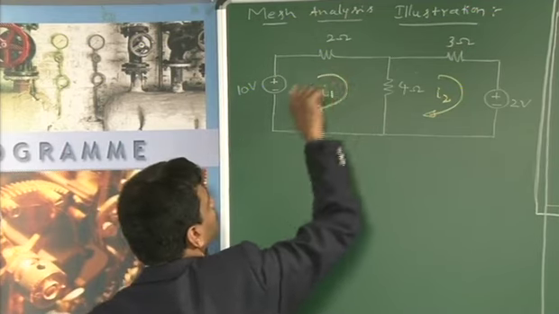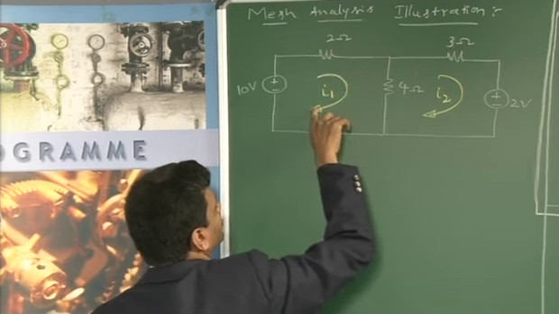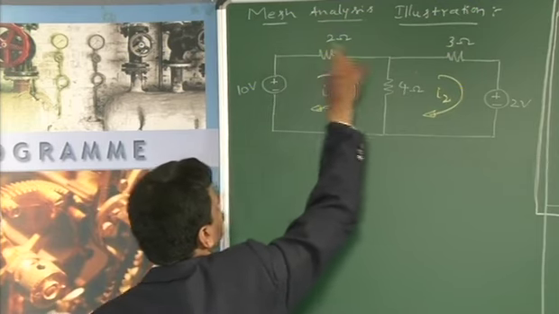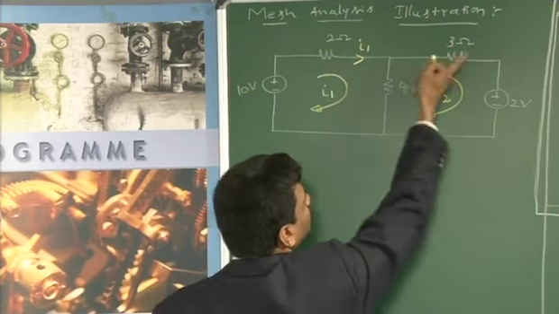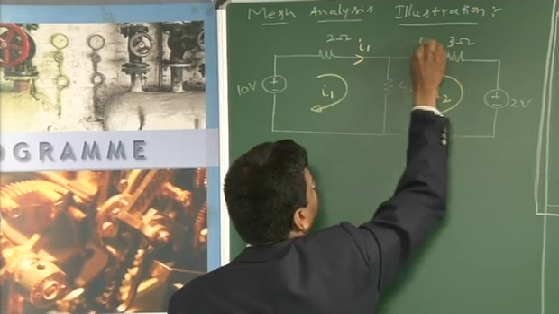Now, I have already told that this mesh current is flowing in the clockwise direction, so that makes I1 flow in this way, and I2 will flow in this way, right.